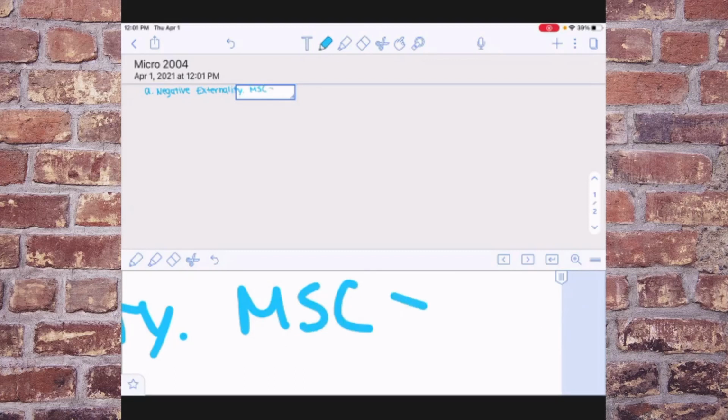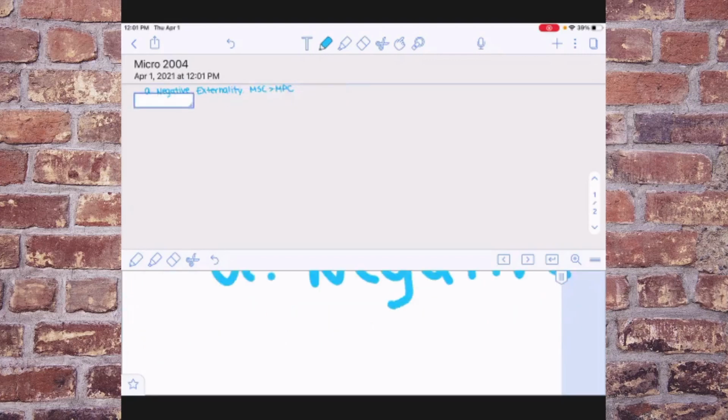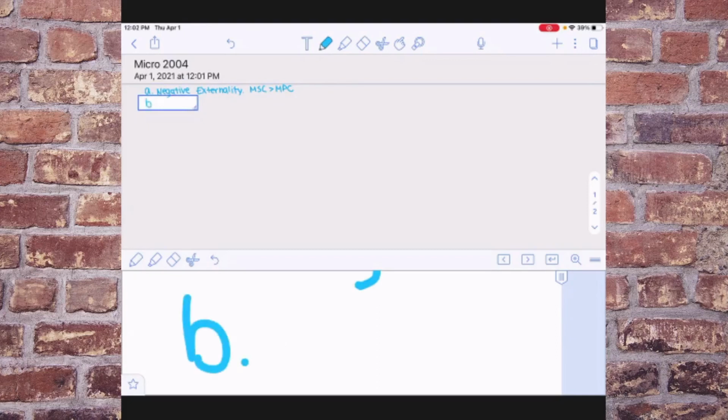Now, if you want to do this and just have the sheet open in the beginning, you're more than welcome to. I just needed a Notability so you can hand it in. And it has to be handwritten, no typing. So B, socially optimal output, we're going to write Q2. MSB is equal to MSC.